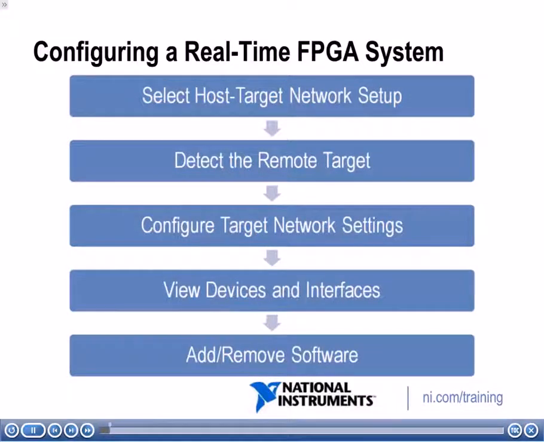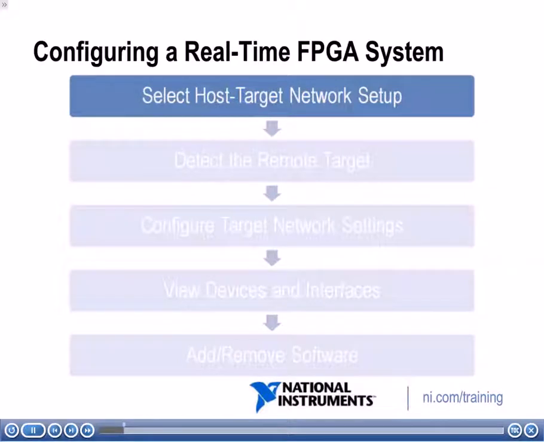Here we see some high-level steps for configuring a real-time FPGA system. So the first thing we'll talk about is selecting a host target network setup, and then detecting the remote target. Then we'll configure the target network settings. We'll view devices and interfaces, and lastly, we'll add and remove software. So this module will focus on that first piece right there.